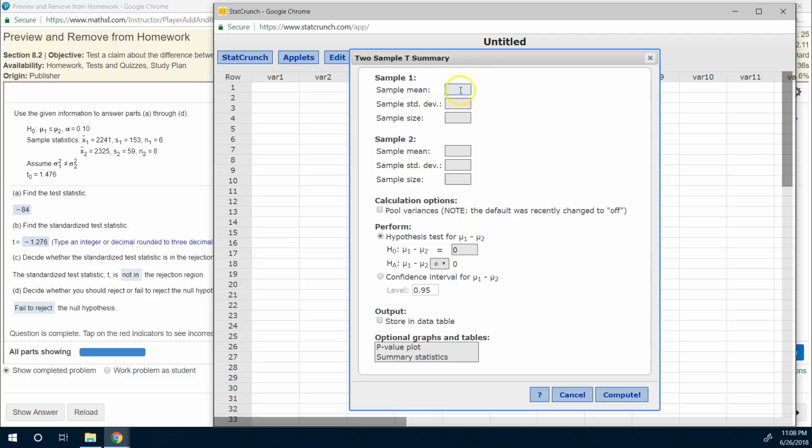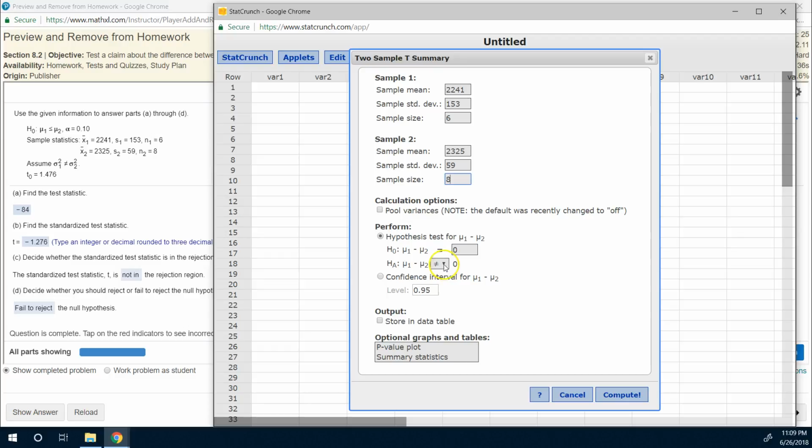So here we go. We can put all the information that's given in this problem. So sample 1 mean is 2241, and standard deviation is 153, and size is 6, and 2325, and standard deviation is 59, and sample size is 8. So pooled variances is when you know that the population variances are equal, but they're not equal, so we're not checking that.